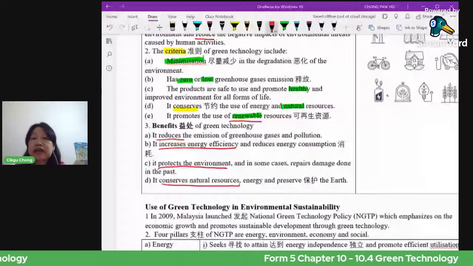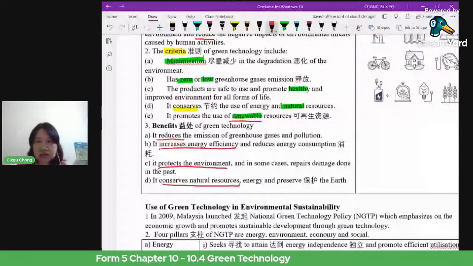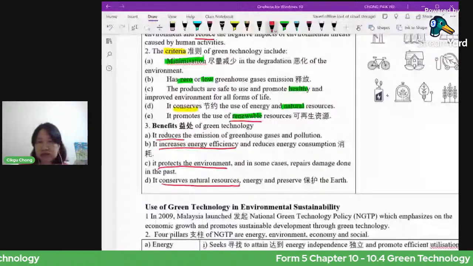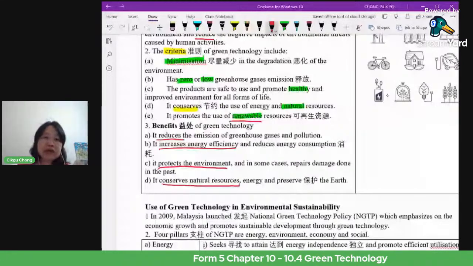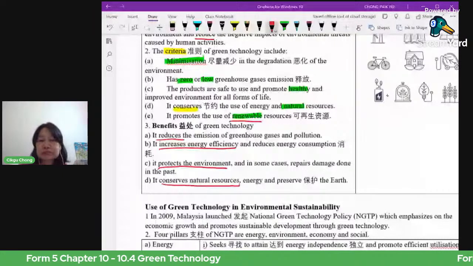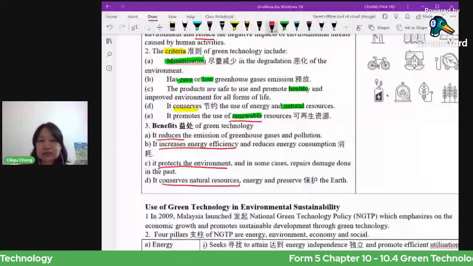Now, when did we start all this? Actually, the concept of green technology is there in Islam. It's just that Malaysia only adopted it, right? Maybe about 10 years ago, when we had this National Green Technology Policy, NGTP. Okay, it's a national policy, right? All countries are adopting green technology, so we do not want to be left behind.